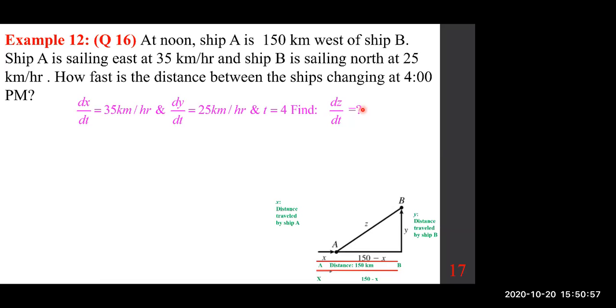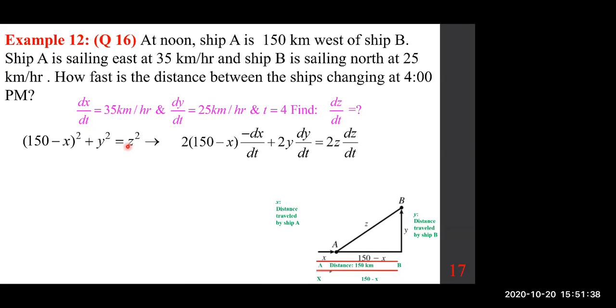I hope you realize with this setting and with this given, practically we are done. All we have to do, remember, is use the Pythagorean theorem, which is A squared plus B squared equals C squared. One leg is (150 minus X) squared. The other one is Y squared. And the hypotenuse is Z squared. Almost done. Differentiate. 2 sits in front. 2 times (150 minus X) times the derivative of the inside, minus dx/dt, plus 2y dy/dt equals 2z dz/dt.